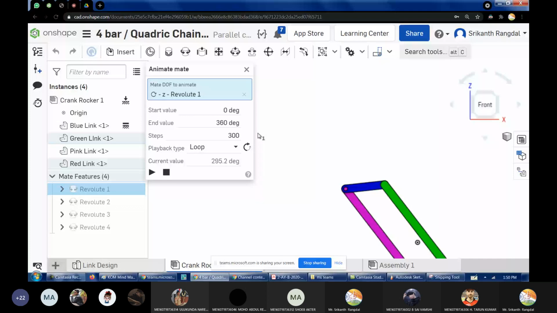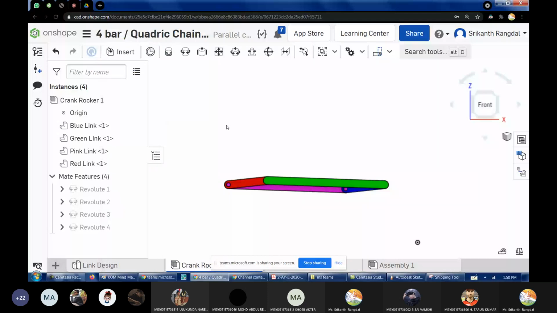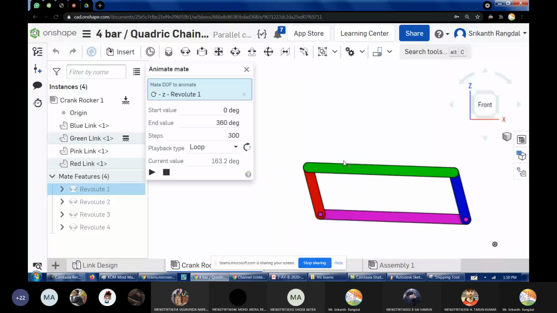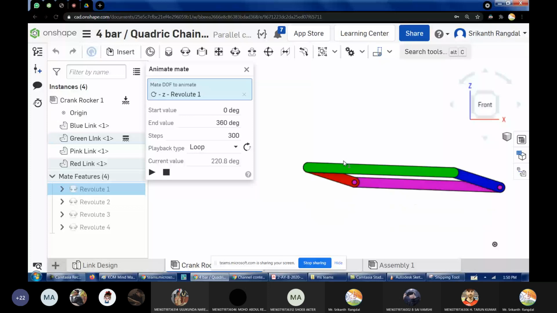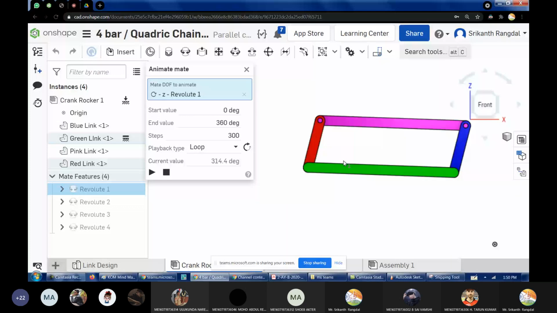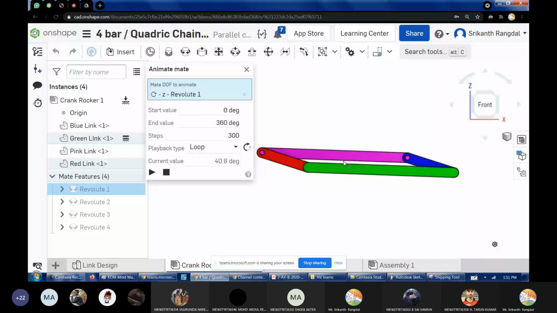Now let us see what other mechanism we get. Instead of fixing the blue link, I will unfix the blue link and fix the green link this time. And once again, let us see the animation. Okay, ready. So what kind of motion is happening again? The red link and blue link are rotating a complete 360 degrees. And once again, we are getting a double crank mechanism, correct?